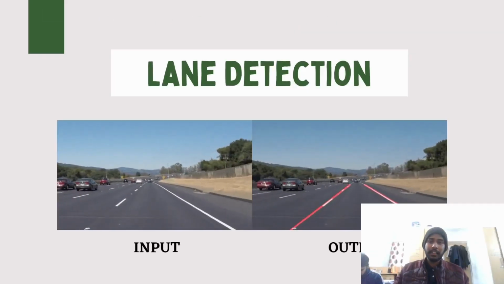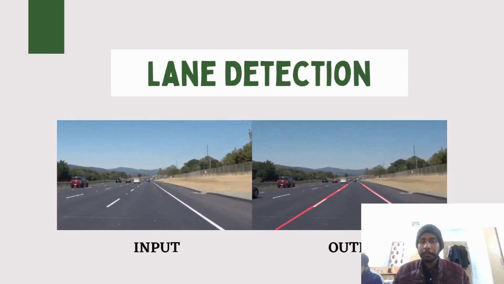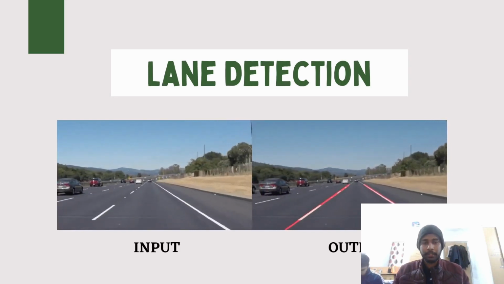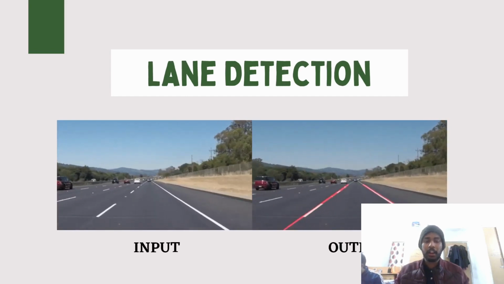Hey, this is Ikansh Singh, and I'll be explaining the lane detection model used in the project. The input video in this model is according to the driver's view, and the output video of the model would highlight the lane in which the car is driving.